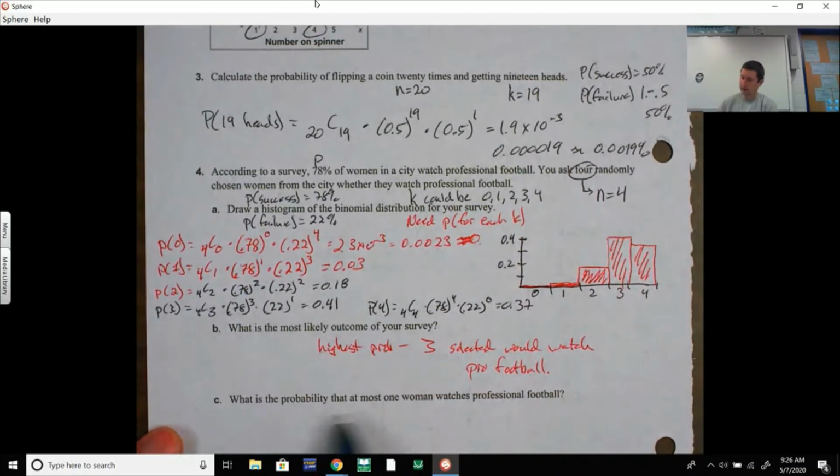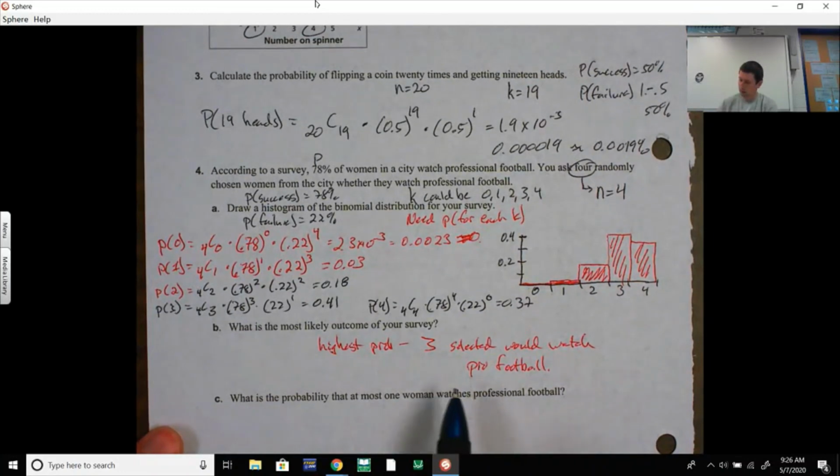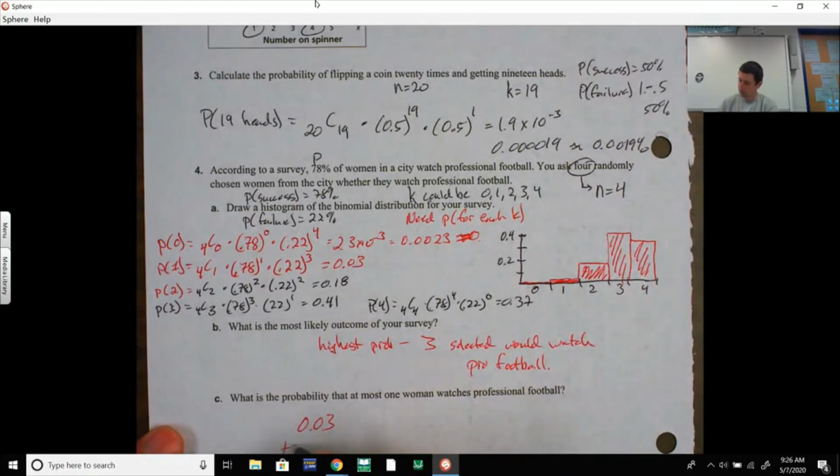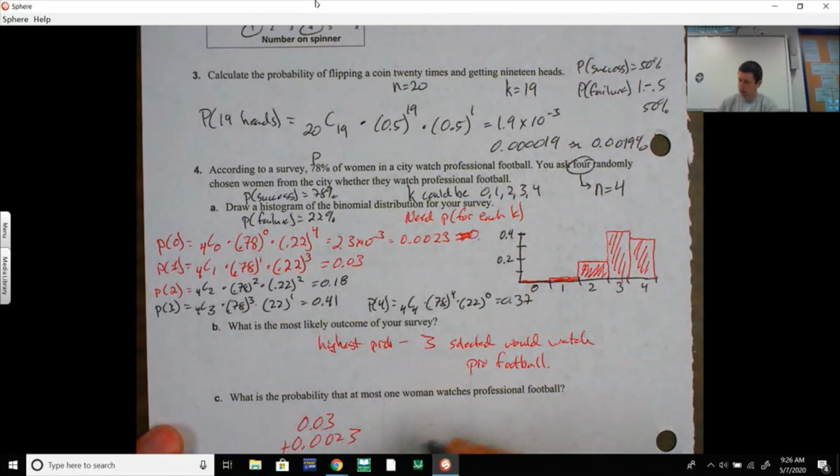What is the probability that at most 1 woman watches professional football? Well, that would be 0.03 plus 0.0023. That'd be 0.0323. So about a 3.2% chance that at most 1 of them would watch professional football. Oh, there you go.